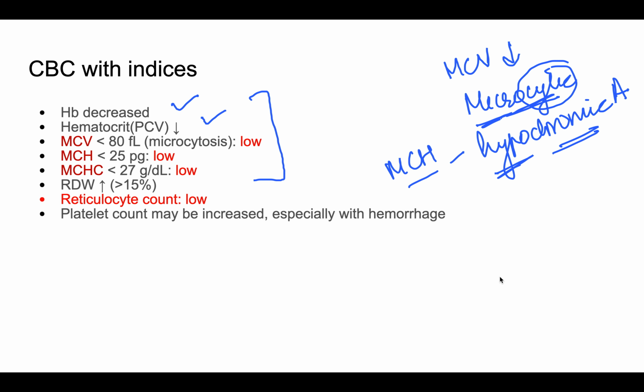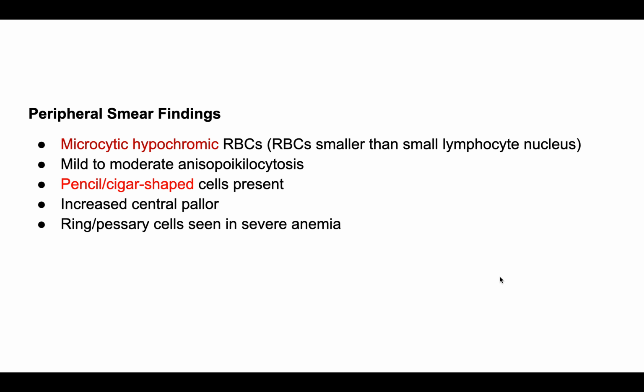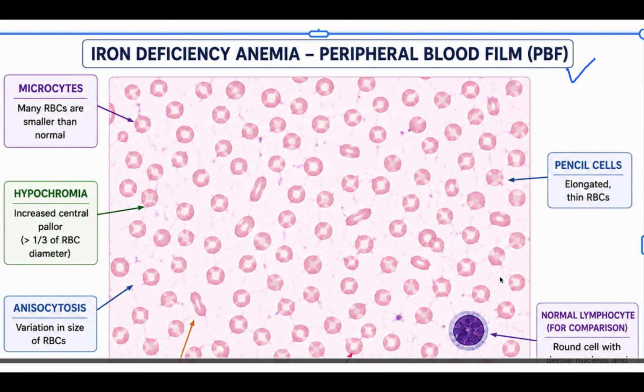Then RDW is higher. There is some amount of anisopoikilocytosis. Reticulocyte count will be lower because the body is not able to make more RBCs. Platelet count can be higher, especially with hemorrhage. So here you can see a picture. This is a PBF picture of iron deficiency anemia.